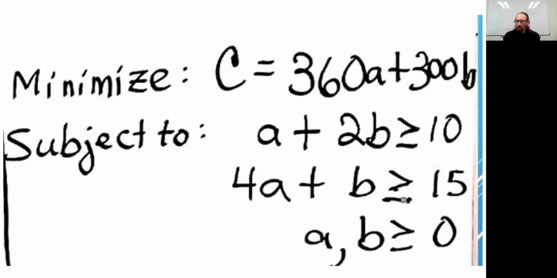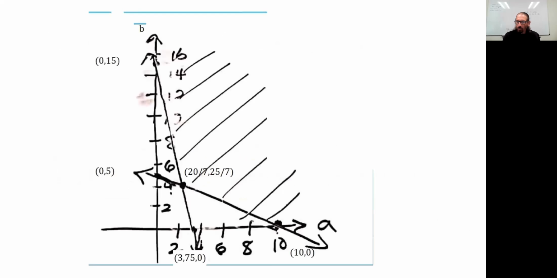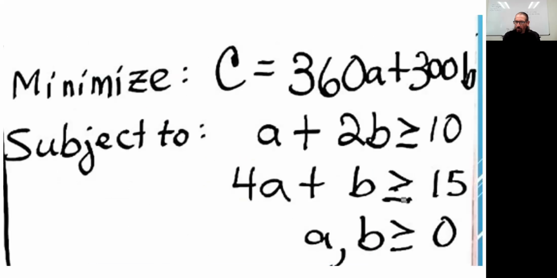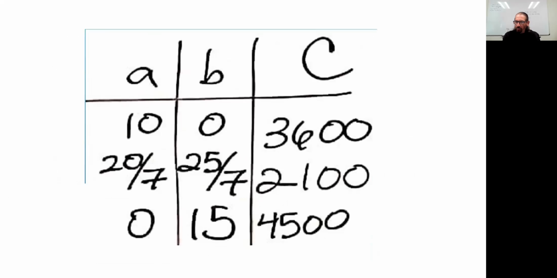This is a minimization problem that we looked at via the method of corners. And I had said in that video that I wanted you to compare it to a standard maximization problem. Here's the solution we came up with: 20/7 and 25/7 for A and B. That produced the minimum value of the objective function C, 2100.